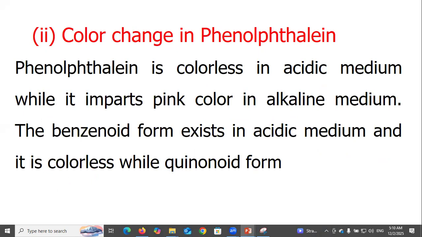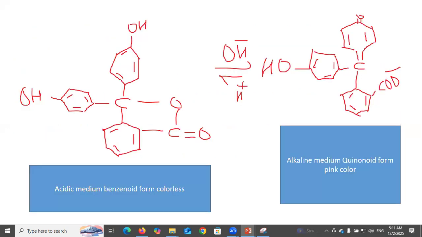Color change in phenolphthalein. Phenolphthalein is colorless in acidic medium, while it imparts pink color in alkaline medium. The benzenoid form exists in acidic medium and is colorless, while the quinoid form exists in alkaline medium. Acidic medium, benzenoid form, colorless; alkaline medium, quinoid form, pink.